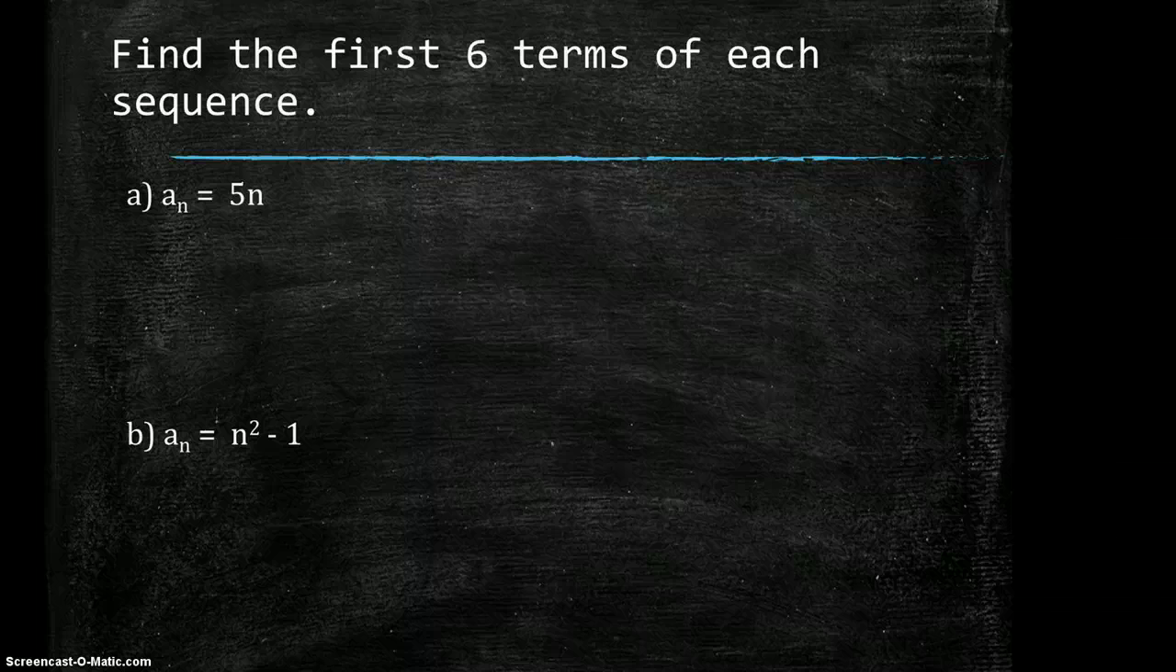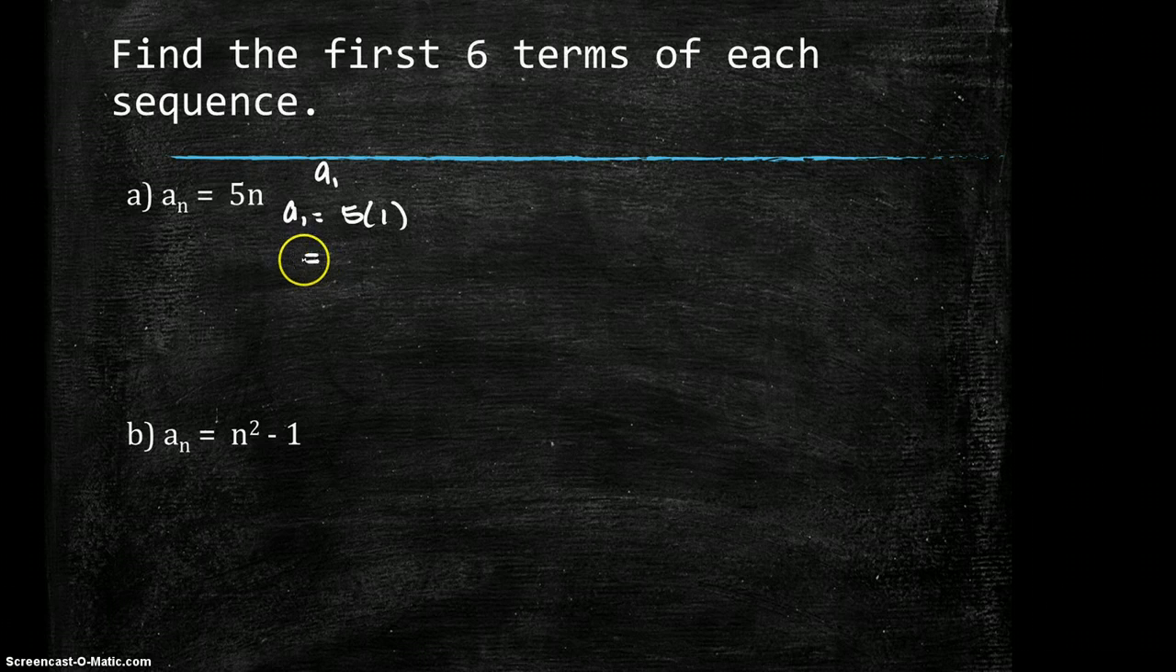But first, just to get a little bit more familiar with it, they want us to find the first 6 terms of each sequence. So the first term of the sequence is going to be known as a sub 1. Then we're going to find the second, third, fourth, fifth, and sixth. So a sub 1. That means wherever I see an n, we're going to put a 1. So a sub 1 will equal 5 times 1. So the first term in the sequence would be 5.